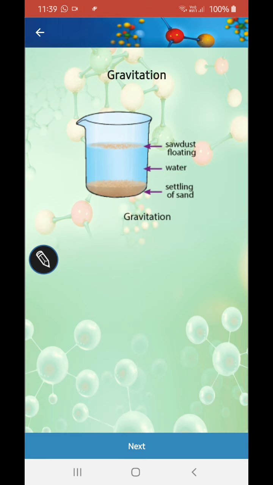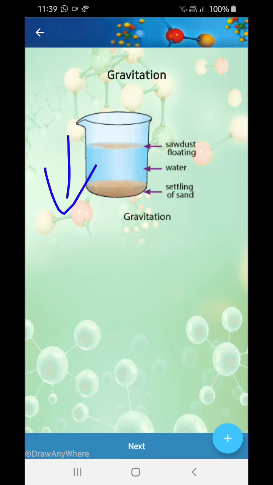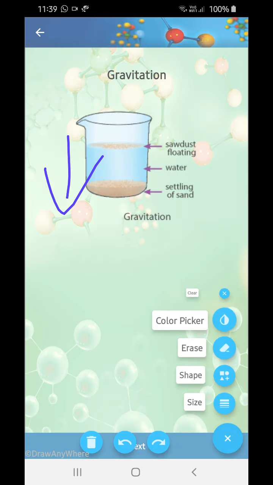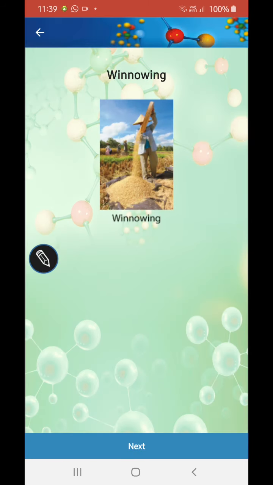Gravitation. See, the sawdust flowing due to the action of gravity is settling down, and then you decant it, just like sedimentation.